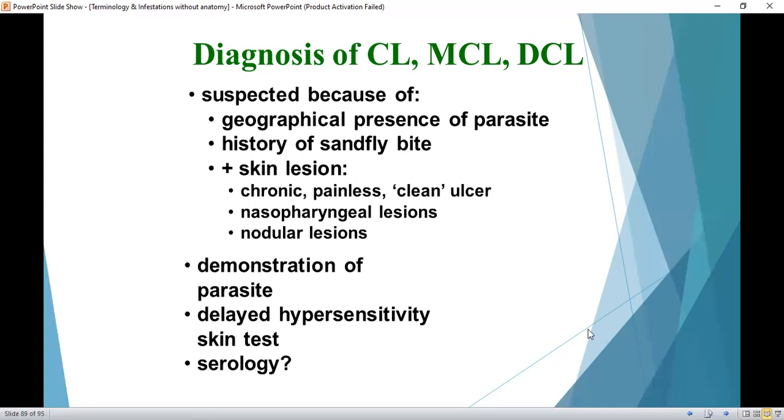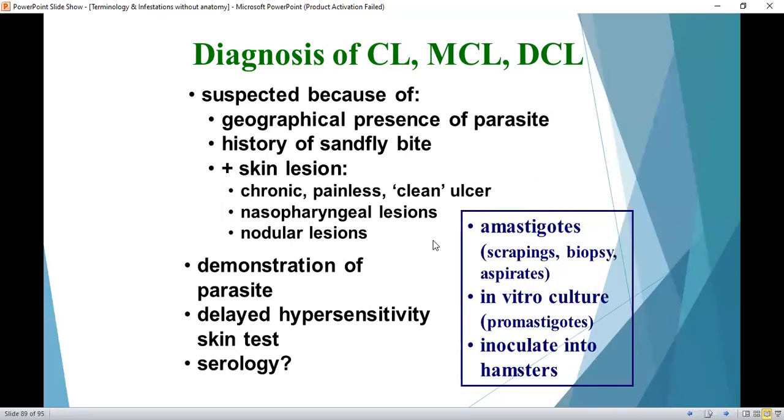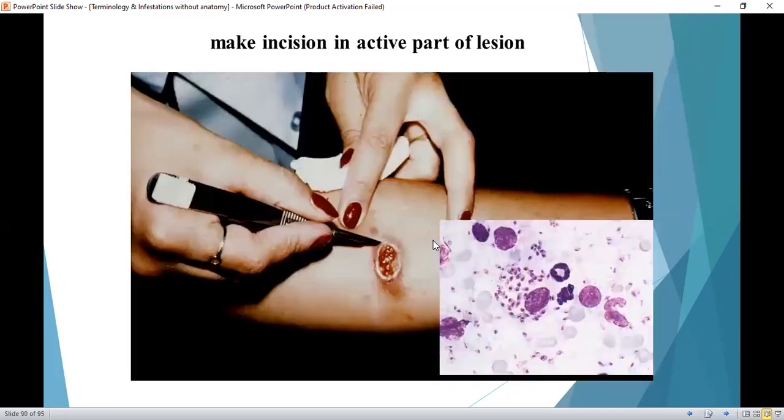Then presence of skin lesions: a chronic painless clean ulcer, nasopharyngeal lesions or nodular lesions. Then demonstration of the parasite in the skin lesion, or if internal organs are involved, in the aspirate from that, delayed hypersensitivity reactions and serology. Amastigotes may be seen in the scrapings, biopsy, and aspirates. In vitro culture, we can do for the promastigotes and inoculate into hamsters. This is not normally done.